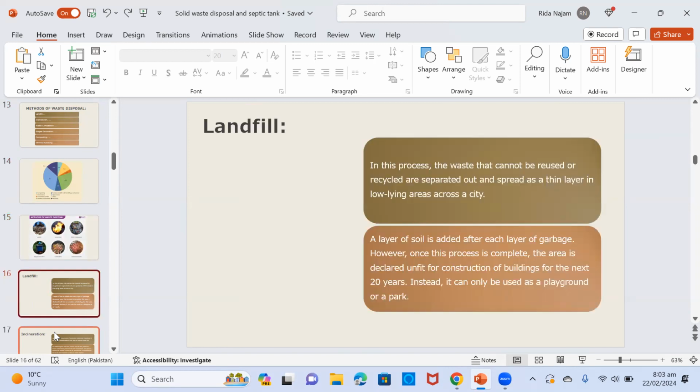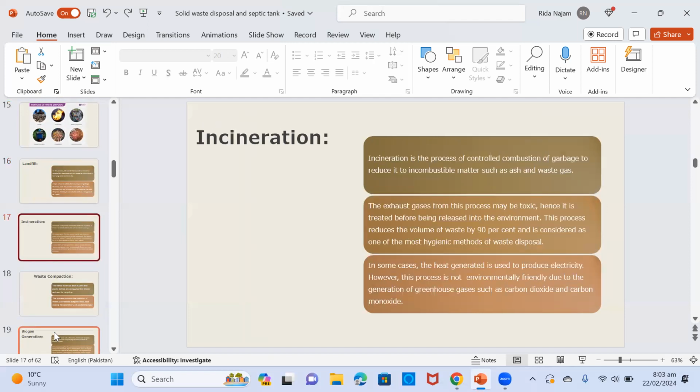Landfills. In this process, the waste that cannot be reused or recycled is separated out and spread out as a thin layer in low-lying areas across the city. A layer of soil is added after each layer of garbage. However, once the process is complete, the area is declared unfit for construction of buildings for the next 20 years. Instead, it can only be used as a playground or as a park.